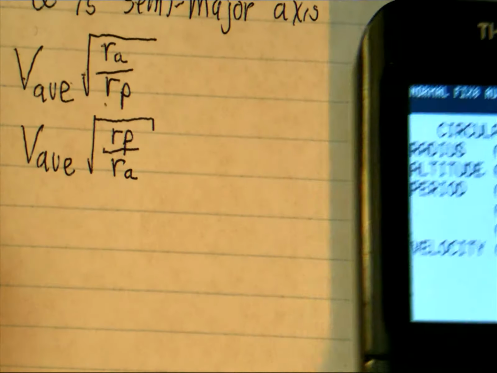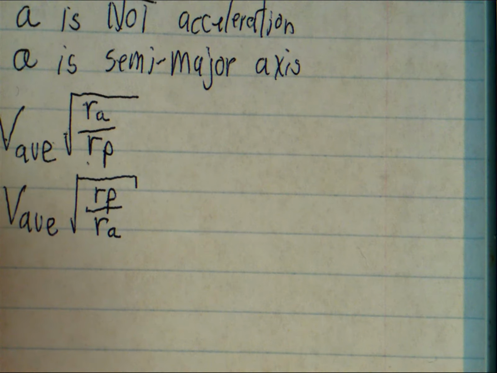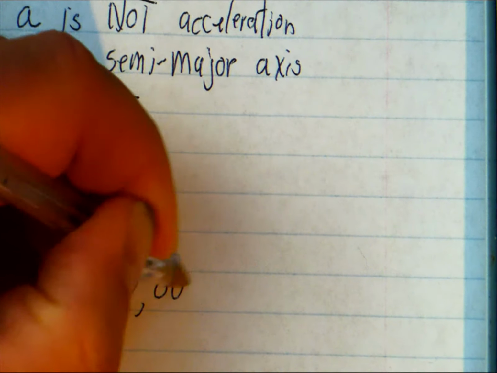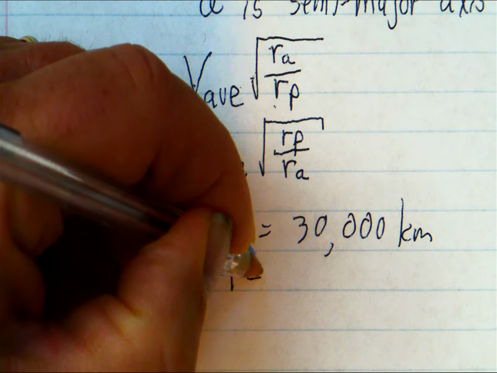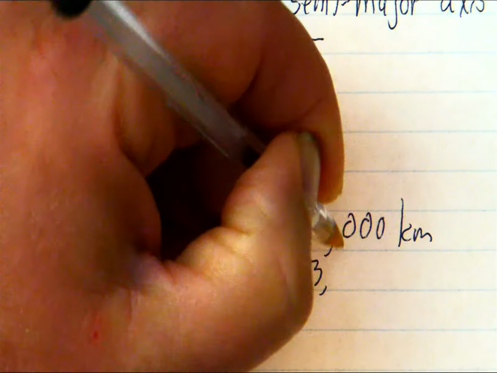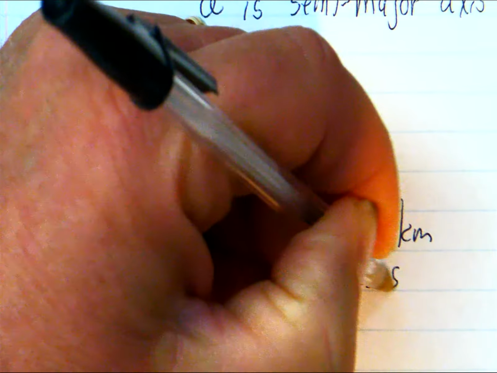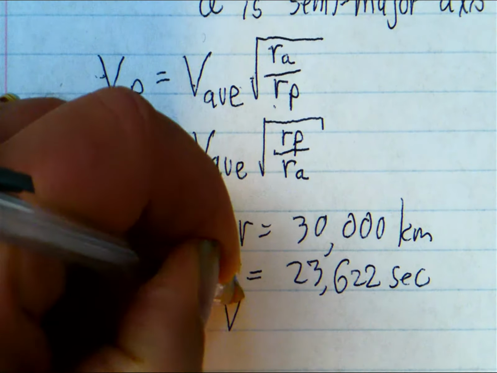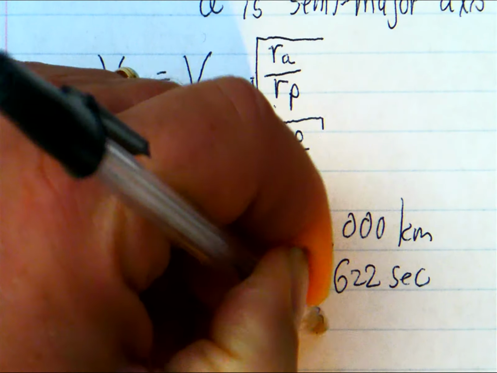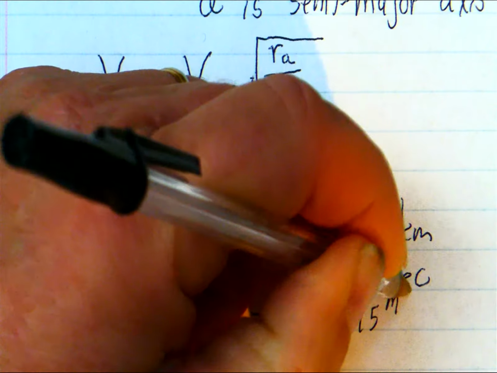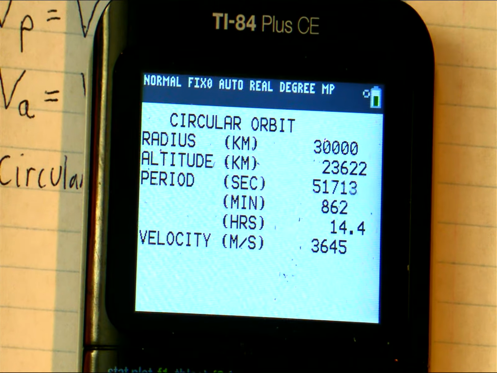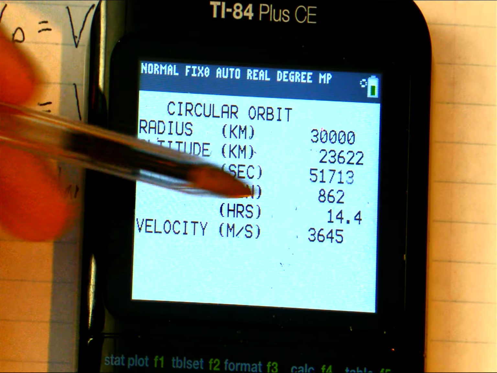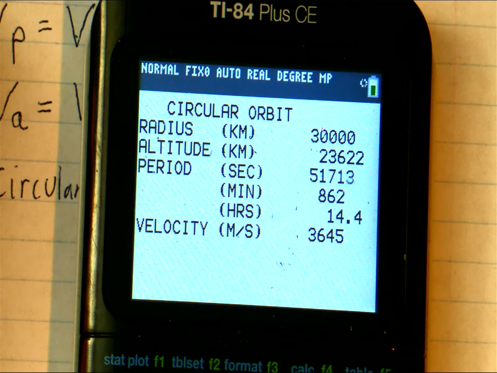And the stuff that I'm going to say is proof is the circular r equals 30,000 kilometers. In that case, the period was 23,622 seconds, and my orbital speed was 3,645 meters per second. Okay, so here I just wrote a program that does what you do by hand. And I conveniently also express it in minutes and hours because I want to know.